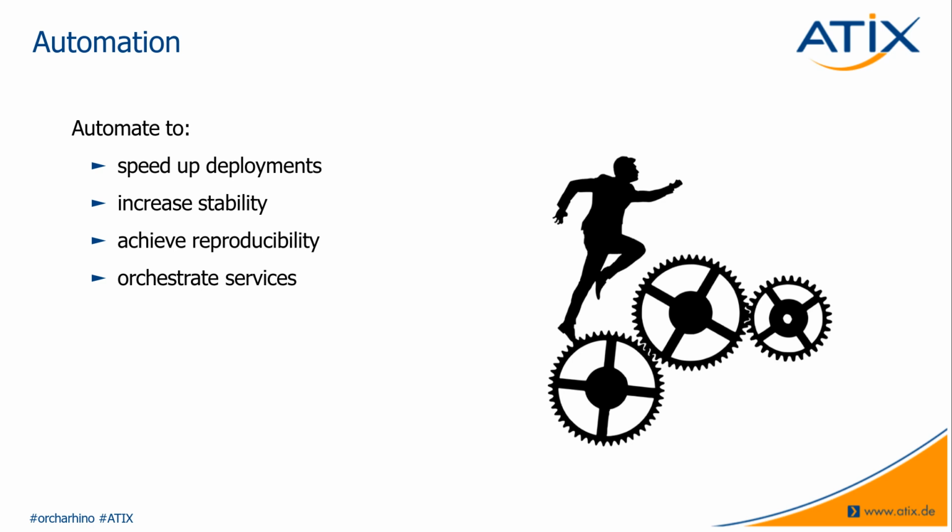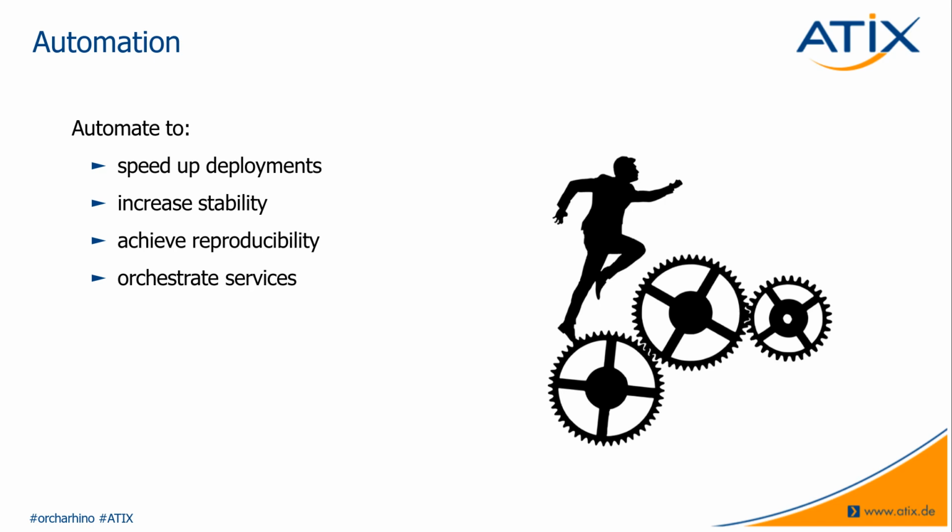So automation, first of all, speeds up your deployments and your configurations. It increases stability because you avoid mistakes, because your configuration is written down. And this way you also achieve reproducibility. In case you need to deploy the same configuration onto servers sometime later, in a month, in a year from now, you can just apply the configuration that you already wrote down and deployed on your servers today. And this easily allows you to orchestrate your services.